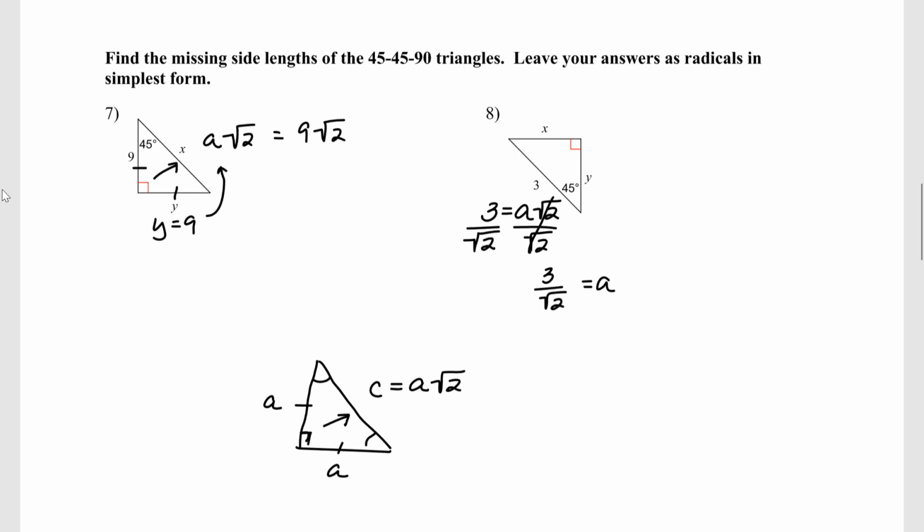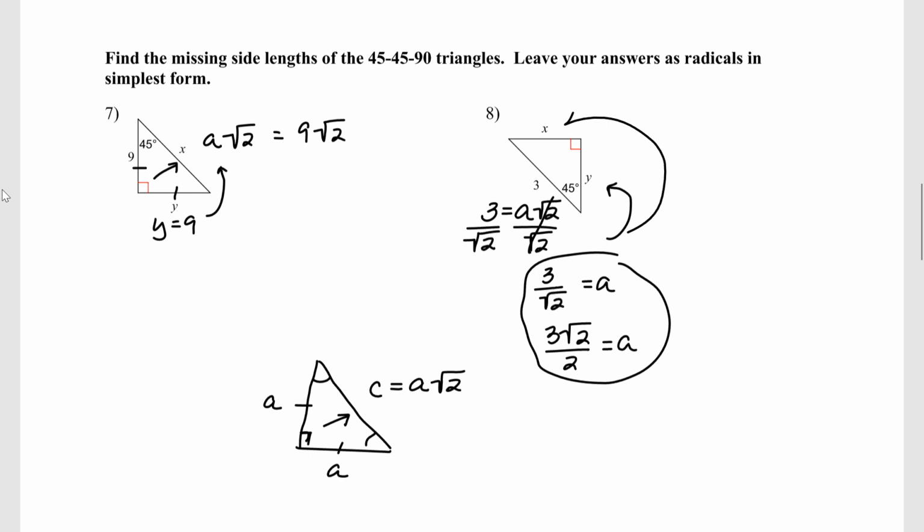If you know about rationalizing your denominators, you can go ahead and do that and find out that your leg is actually 3 root 2 over 2. Remembering that both of these answers will be accepted, and this would be your two leg values.